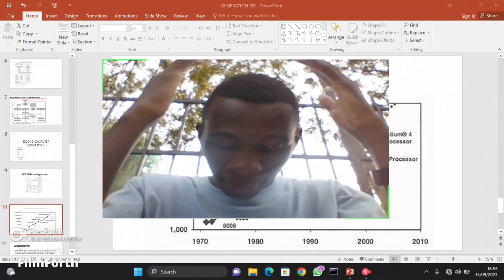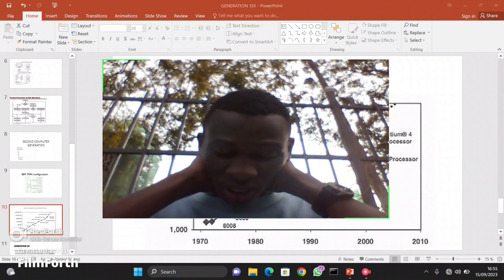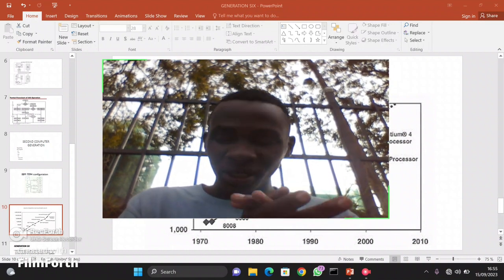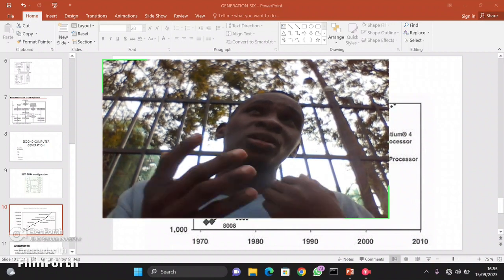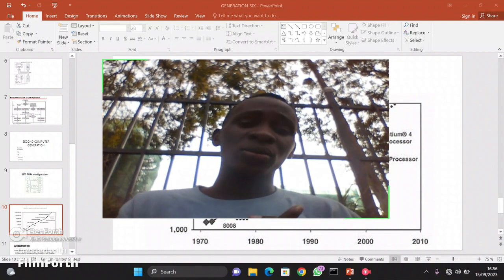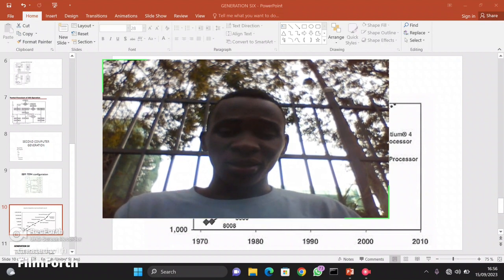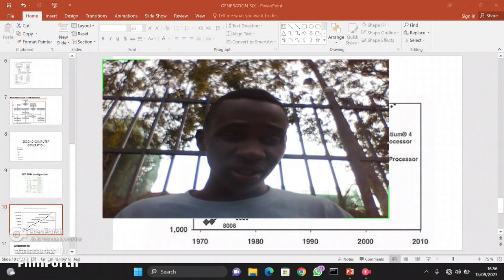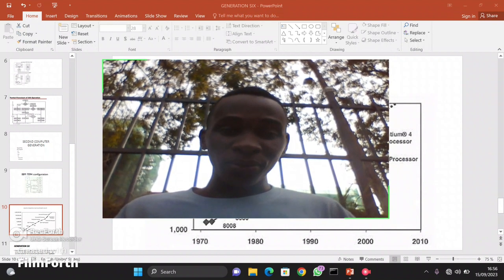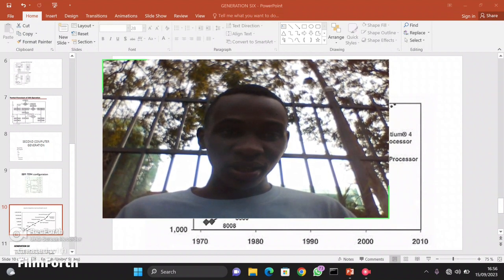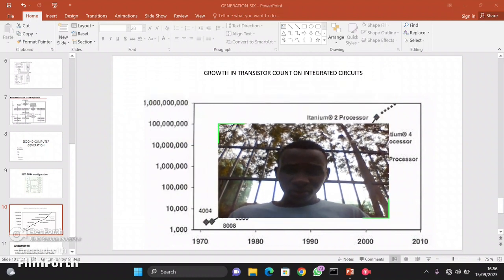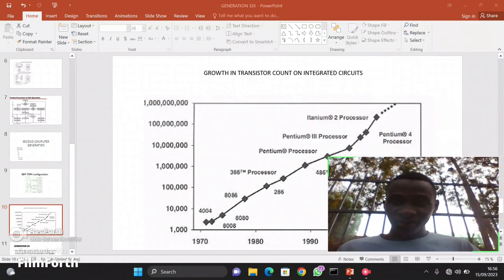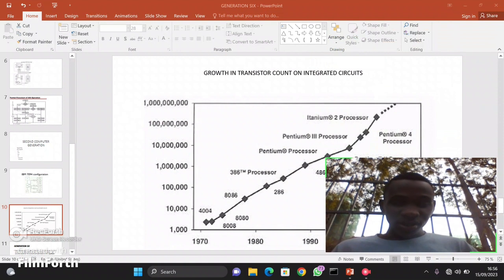So the electrical path length was also shortened, and this increases the operation speed. With more circuitry on each chip, there were also fewer interchip connections, and this is another consequence of Moore's law. I think those were the consequences of Moore's law. We've also looked at the graph, and I think that leads us to the next generation.